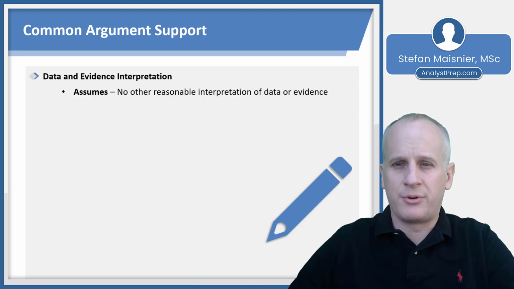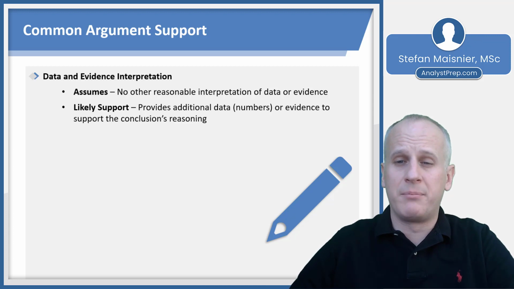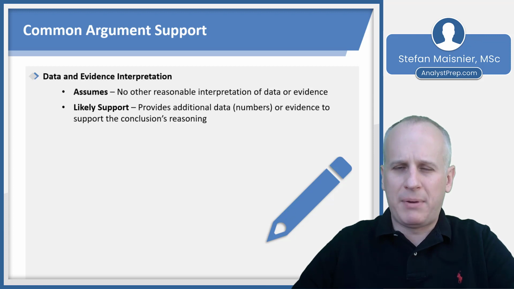And your support for a data or evidence interpretation argument structure is going to likely provide additional data and possibly literal numbers or percentages, as we saw in that last example, or evidence to support that conclusion's reasoning. So again, you want to say that, yeah, the outcome that was expected or the interpretation of the data or evidence is reasonable based on additional evidence that was provided by an answer choice.